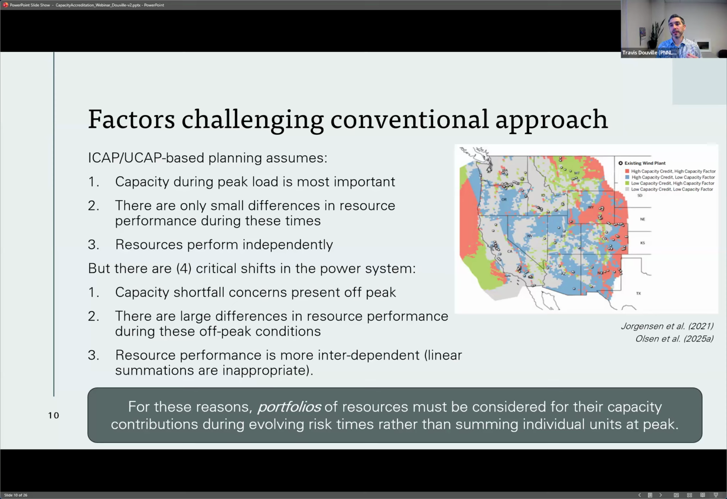Secondly, there are key differences in resource performance during off-peak conditions because the capacity can be highly variable as a function of day and other meteorological conditions. Thirdly, resource performance is more interdependent than before. So the simple aggregation of capacities is ineffective. Increasingly, the capacity offering of one resource may be impacted by that of another. For all these reasons, there's a need to move away from individual capacity units during peak loads and to think about portfolios of resources, portfolio value of capacity during evolving risk times.